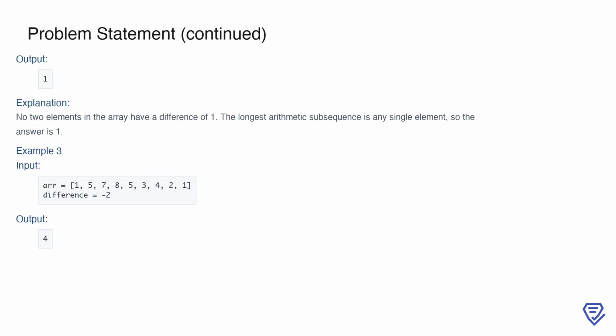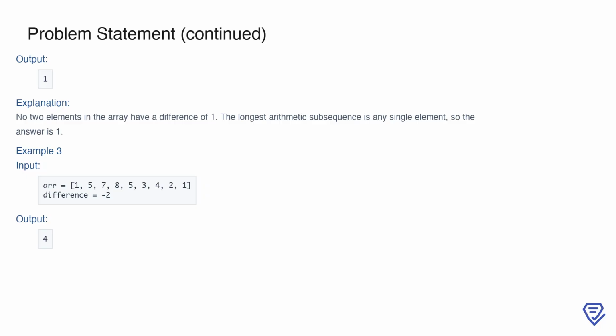Next, let's examine a slightly more complex example. If ARR equals 1, 5, 7, 8, 5, 3, 4, 2, 1, and difference equals -2, the goal is to find the longest subsequence where consecutive elements have a difference of -2. In this case, the longest arithmetic subsequence is 7, 5, 3, 1. Each pair in this sequence satisfies the condition: 5 - 7 equals -2, 3 - 5 equals -2, and 1 - 3 equals -2. The length of this subsequence is 4, so the output is 4.